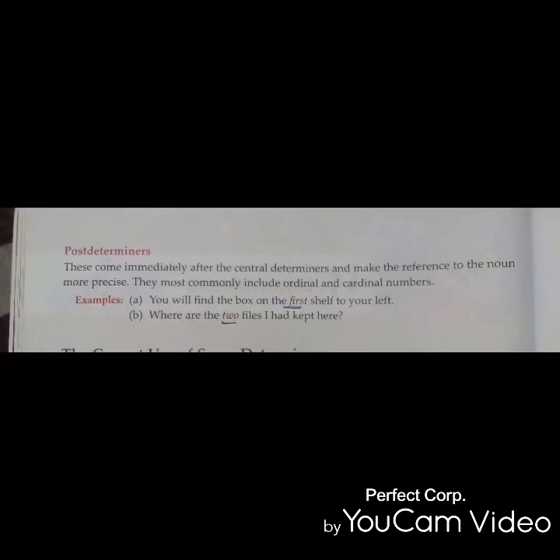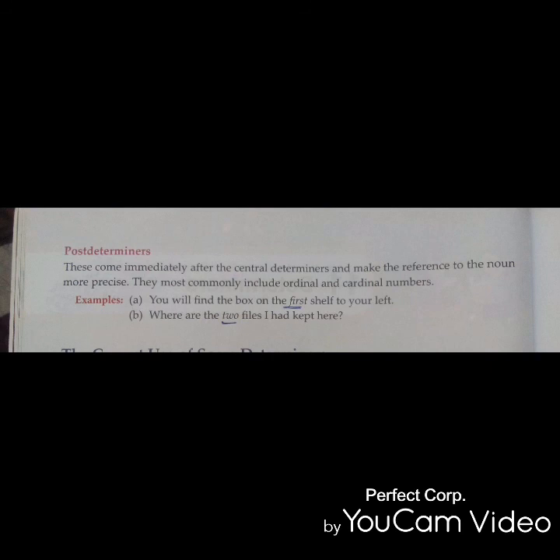Third kind is postdeterminers. Postdeterminers are usually an ordinal or cardinal number. You will find the box on the first shelf to your left. The is an article, it is a determiner, but after that, in the box on the first shelf, the first, the number, the cardinal and the ordinal number are called postdeterminers.